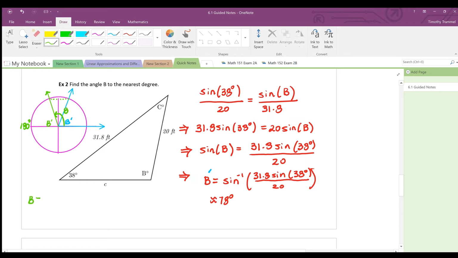B should be equal to 180 minus B prime, right? 180 to go this half rotation. There's B prime left in here, so what we're left with is B. And if we compute this on our calculator, remember we already have B prime on our calculator, so you do 180 minus B prime, and what we're going to get is 102 degrees.